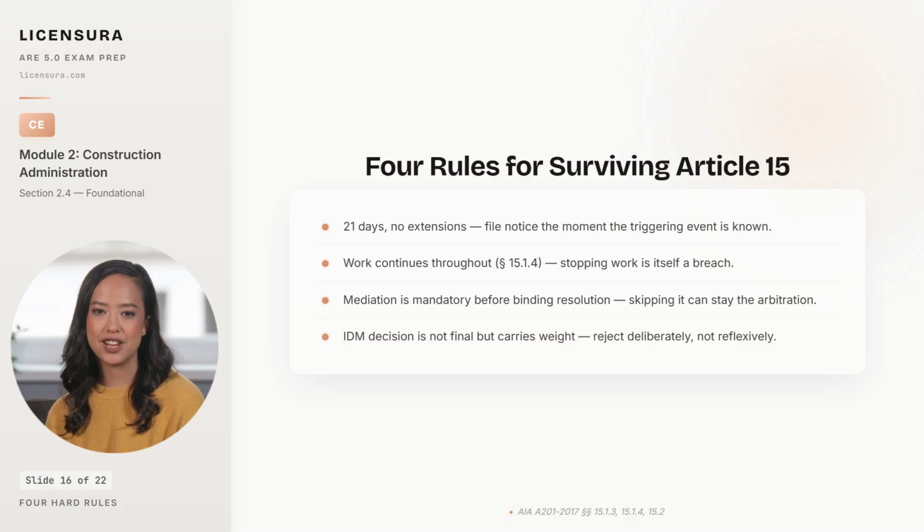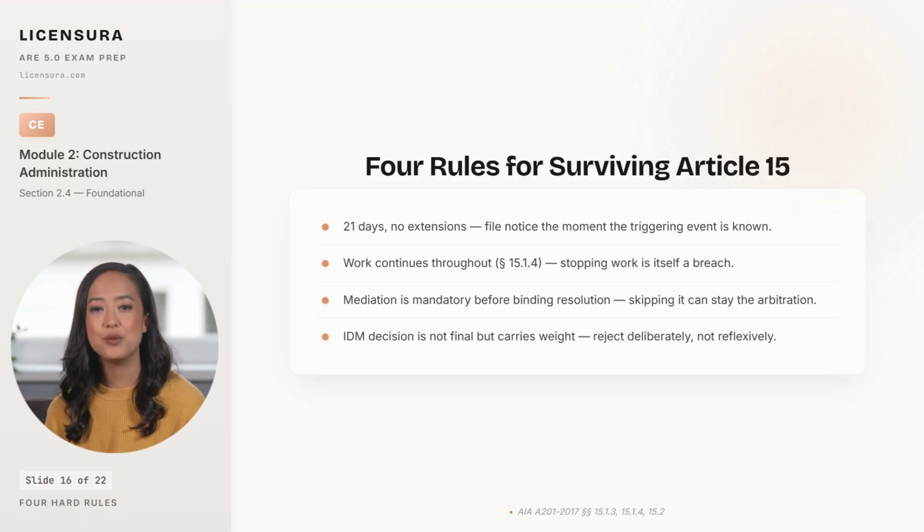Third, mediation is mandatory before binding resolution. A party that skips straight to arbitration can have the arbitration stayed until mediation occurs, costing months of delay and additional damages. And fourth, the IDM decision is not final, but carries weight. Reject it deliberately, not reflexively, because parties who reject a well-reasoned decision without substantive grounds often find themselves on the wrong end of the arbitrator's eventual award.